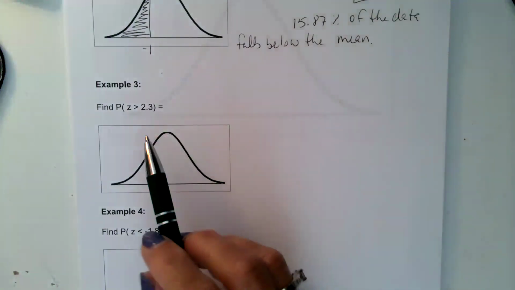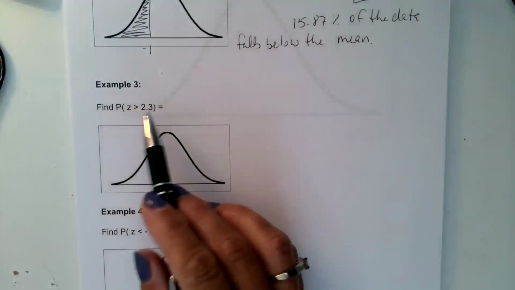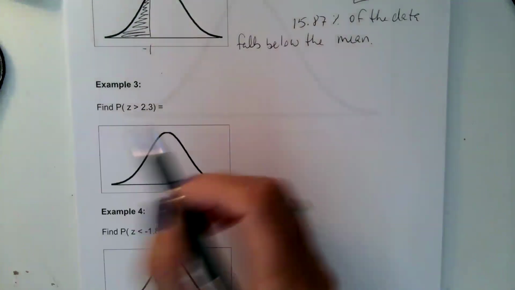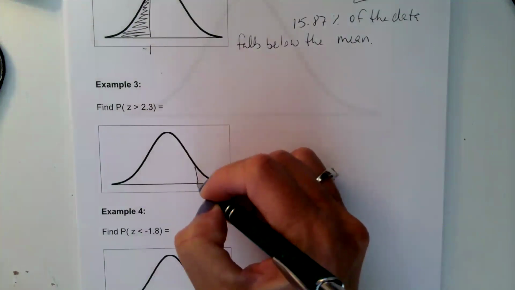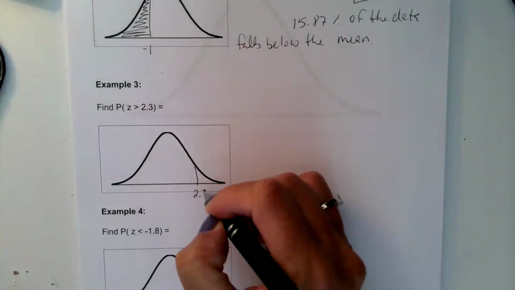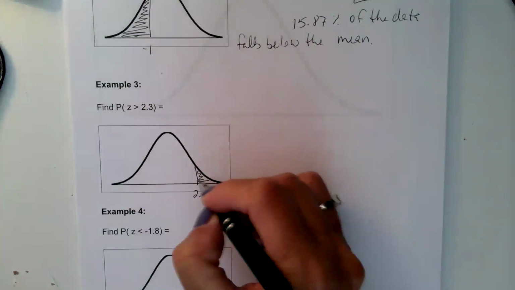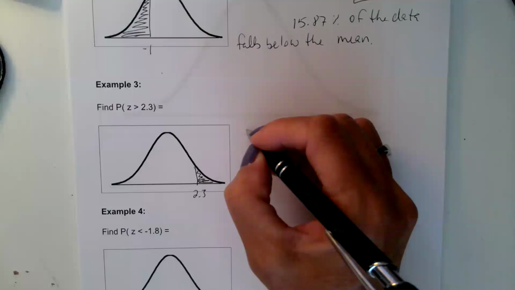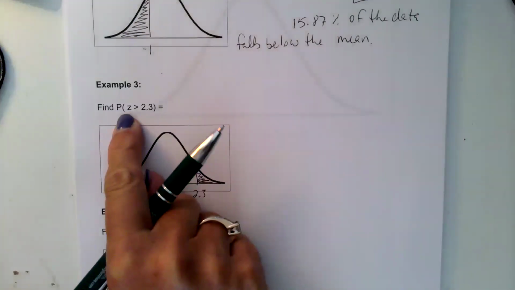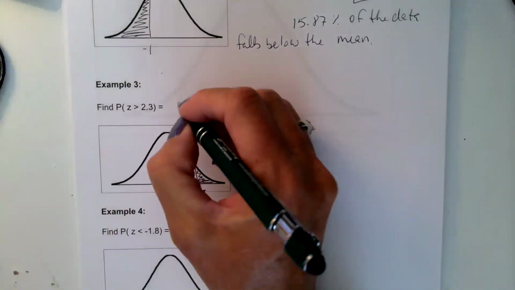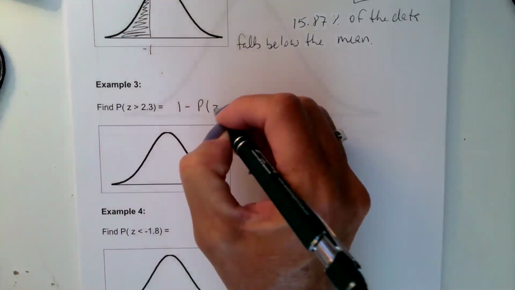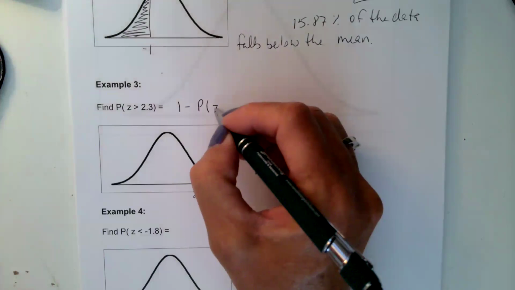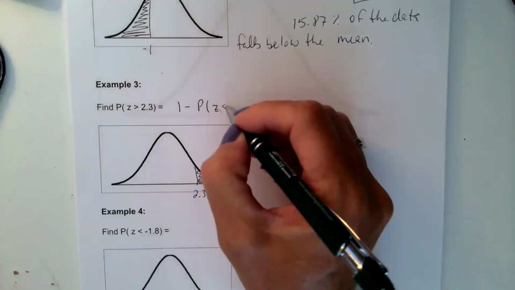So let's look at example 3. It says, find the probability that a z-score is bigger than 2.3. So because the z is positive, it's going to be in the right, and it's going to be somewhere over here. And so we want to find this probability or area. So because it's a greater than, in ALEKS, we have to type 1 minus the probability of X or Z being less than.